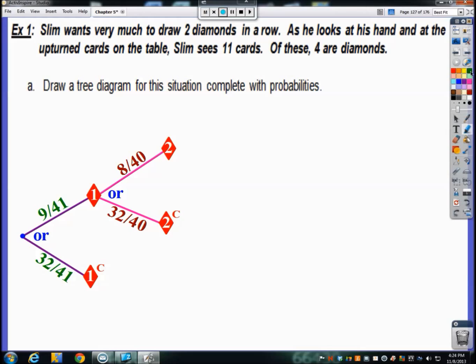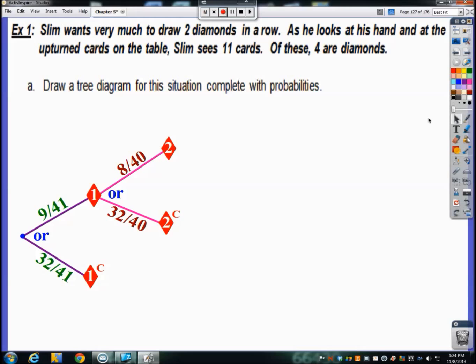And notice that these 2 probabilities together need to add up to be 1. Either this is going to happen or that will happen, which makes up all of my possibilities. Same thing held true over here. 9 out of 41 and 32 out of 41 together makes 41 out of 41. So either that will happen, a diamond, or not a diamond will happen.